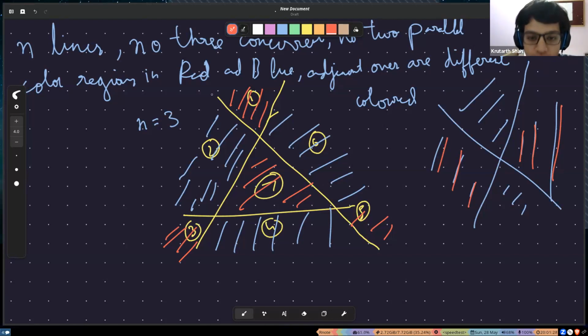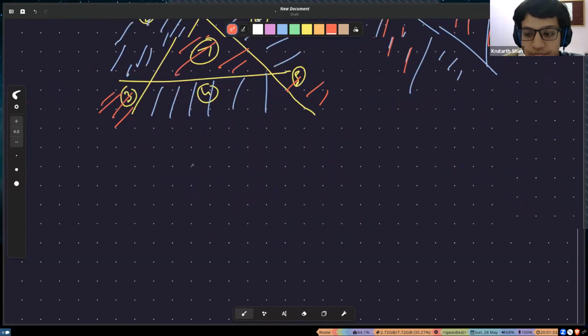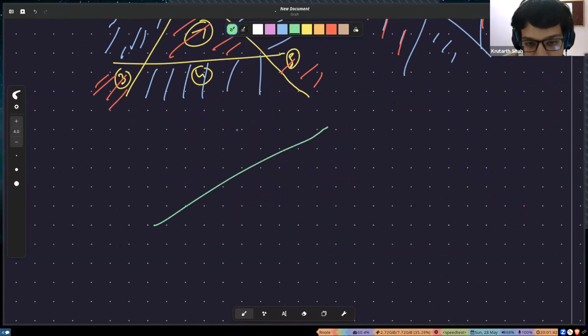Any ideas? Yes, can I try? I'm not sure, but I think we can prove that for any line we choose, at any point in that line, the two colors should be different. So we can do that.